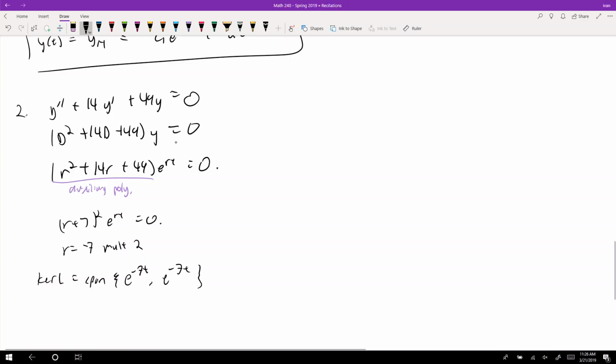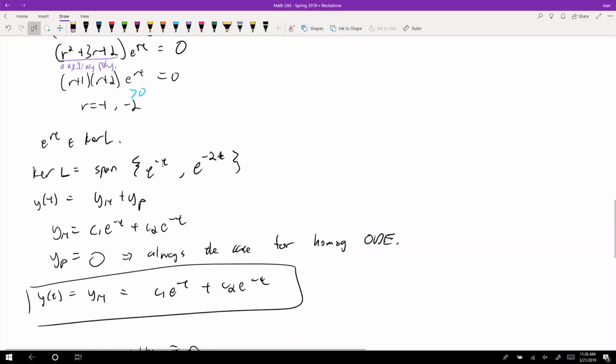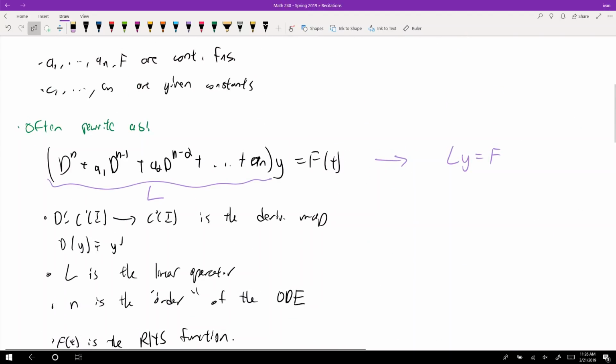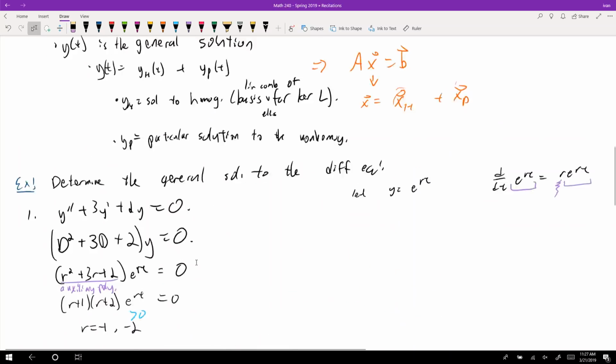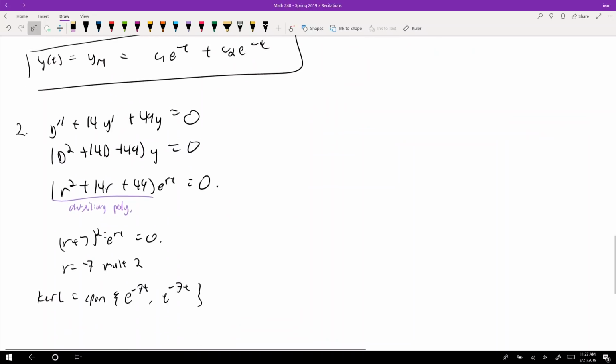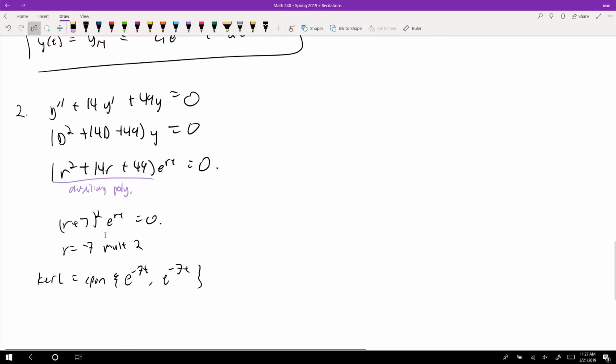But this is a little problematic, because what is the dimension of the kernel of L? Well, L is a second degree linear operator, so remember, n is the order. So L should really have 2 dimensions, because we have a second order ODE. The problem here is that this is not 2-dimensional. These two are the same thing. They are linearly dependent, and so right now the kernel is one-dimensional. So how can we make the kernel two-dimensional?